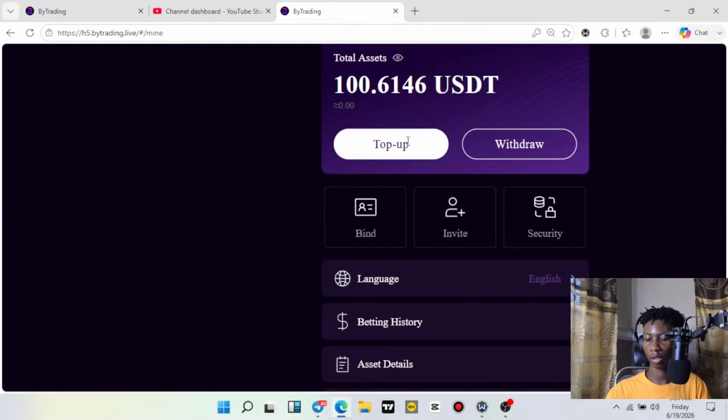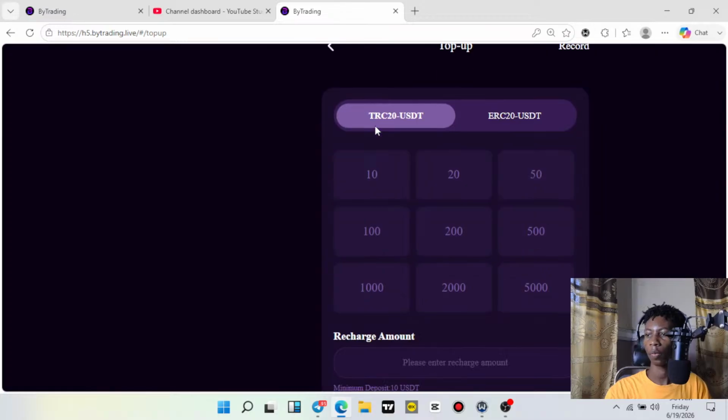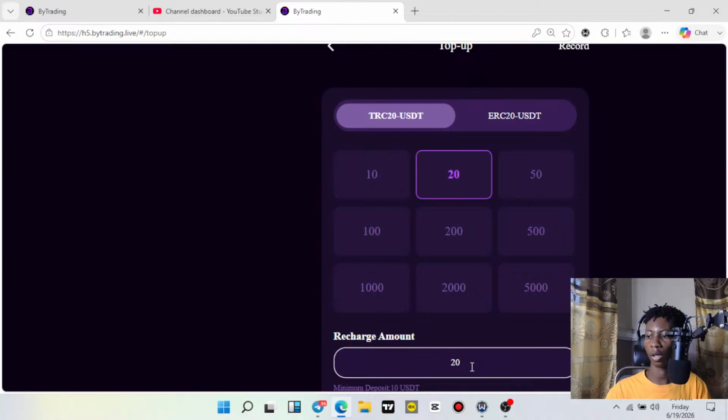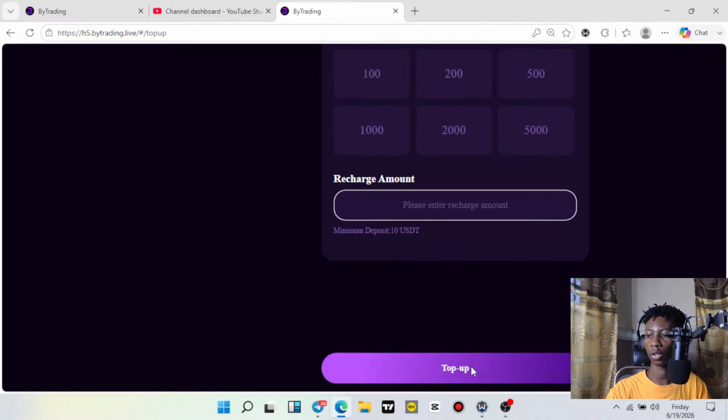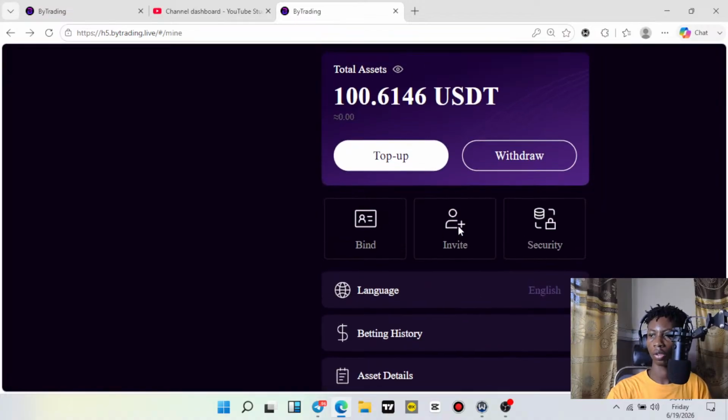You just have to click on the last icon at the bottom and come to this section where it says top up. You can click on top up to fund your account on the platform, because you can top up your account and also withdraw money. It depends. They have $20. You just have to put the amount which you want to fund with, click on top up and follow the prompt. After that, you will start seeing it on this section where it says total asset.